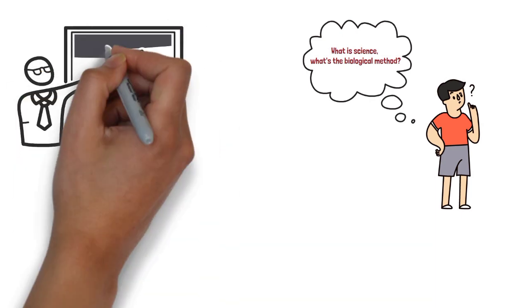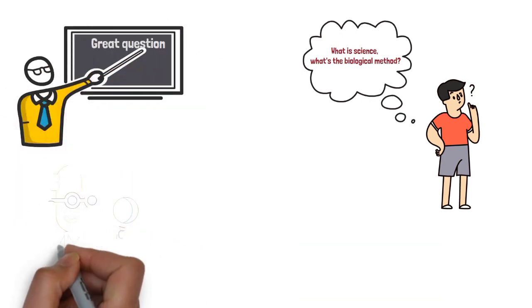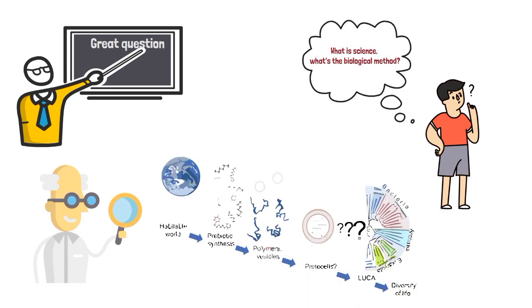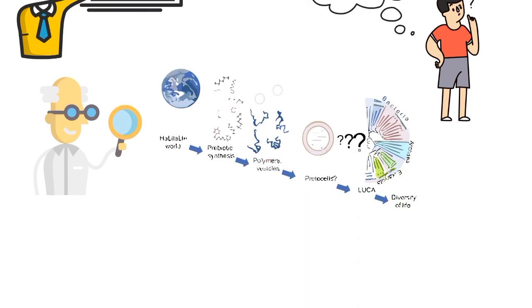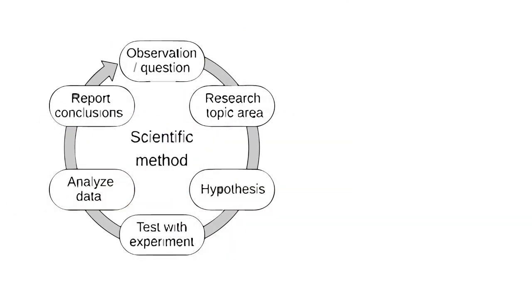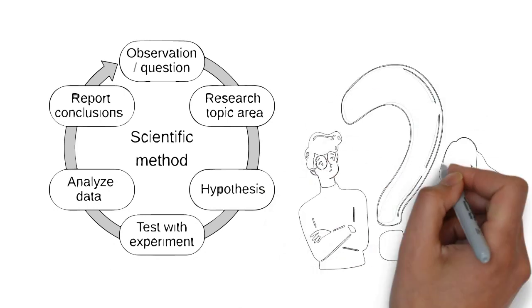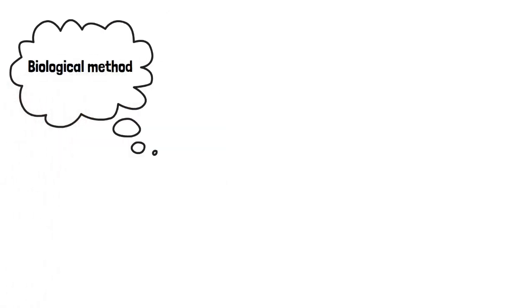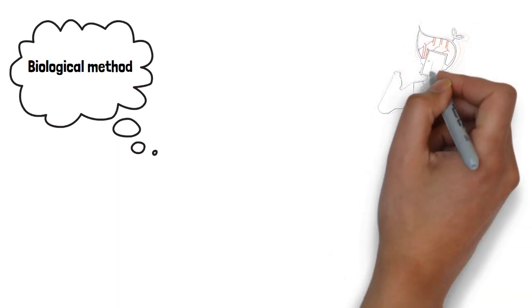What is science, and what's the biological method? Great question. Science is like a detective game where we try to solve mysteries about the natural world. The biological method is just one way we do this when dealing with living things. It's like a step-by-step process that helps us find answers to questions about life. Can you explain the steps of the biological method, please? Absolutely.